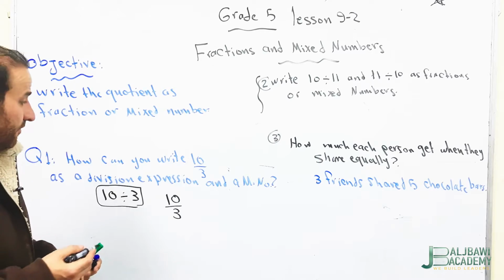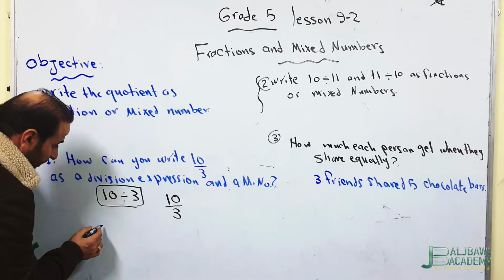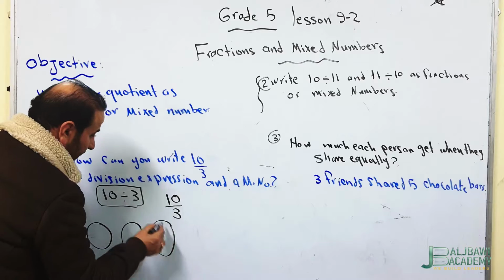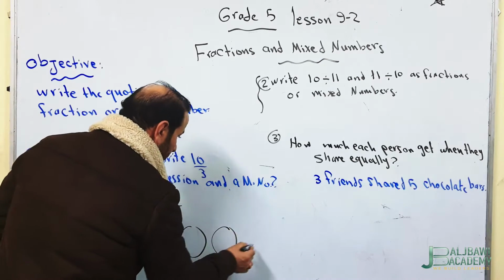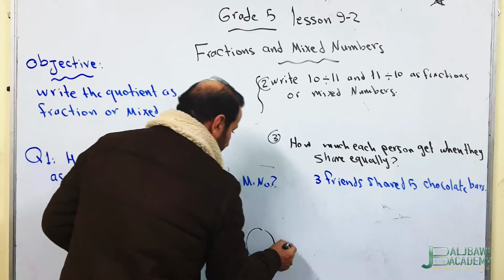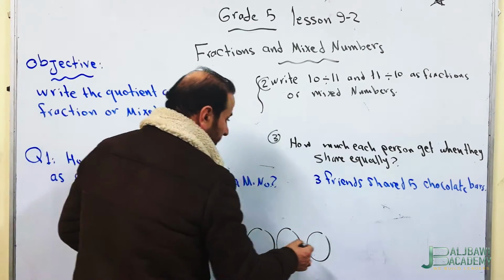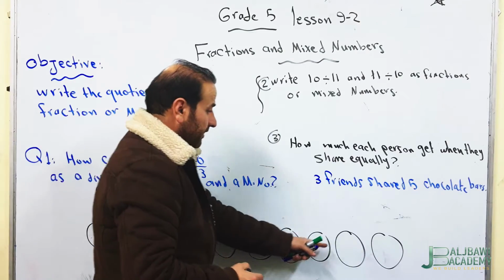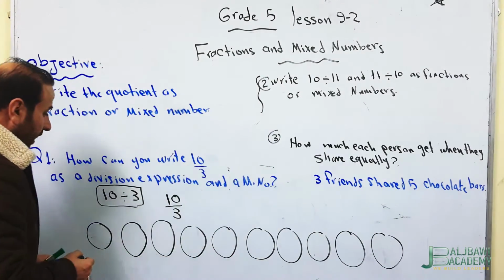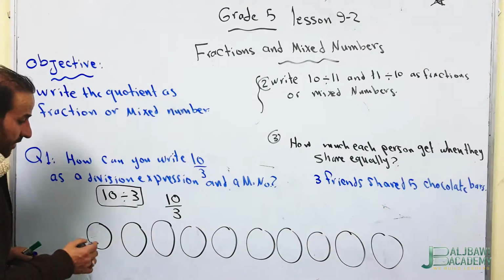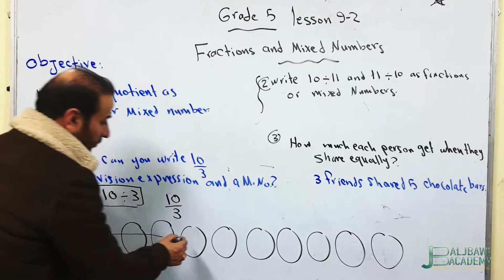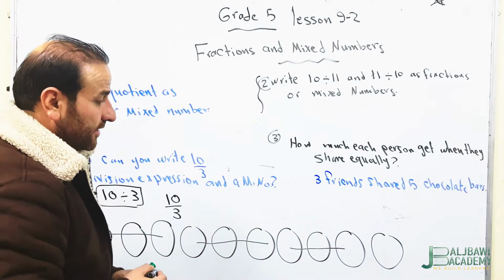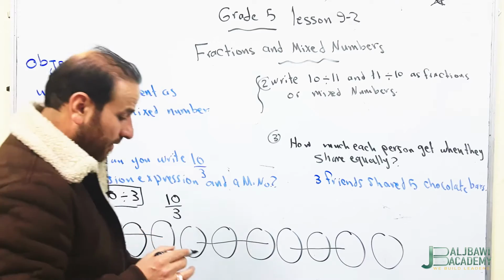Now I have two ways. The first way, I will draw 10 circles. 1, 2, 3, 4, 5, 6, 7, 8, 9, 10. So, first of all, I will give each one of them 3. The first one will take 3, the second one will take 3, the third one will take 3. Now, the last circle, because they are 3, I will divide it into 3 parts.